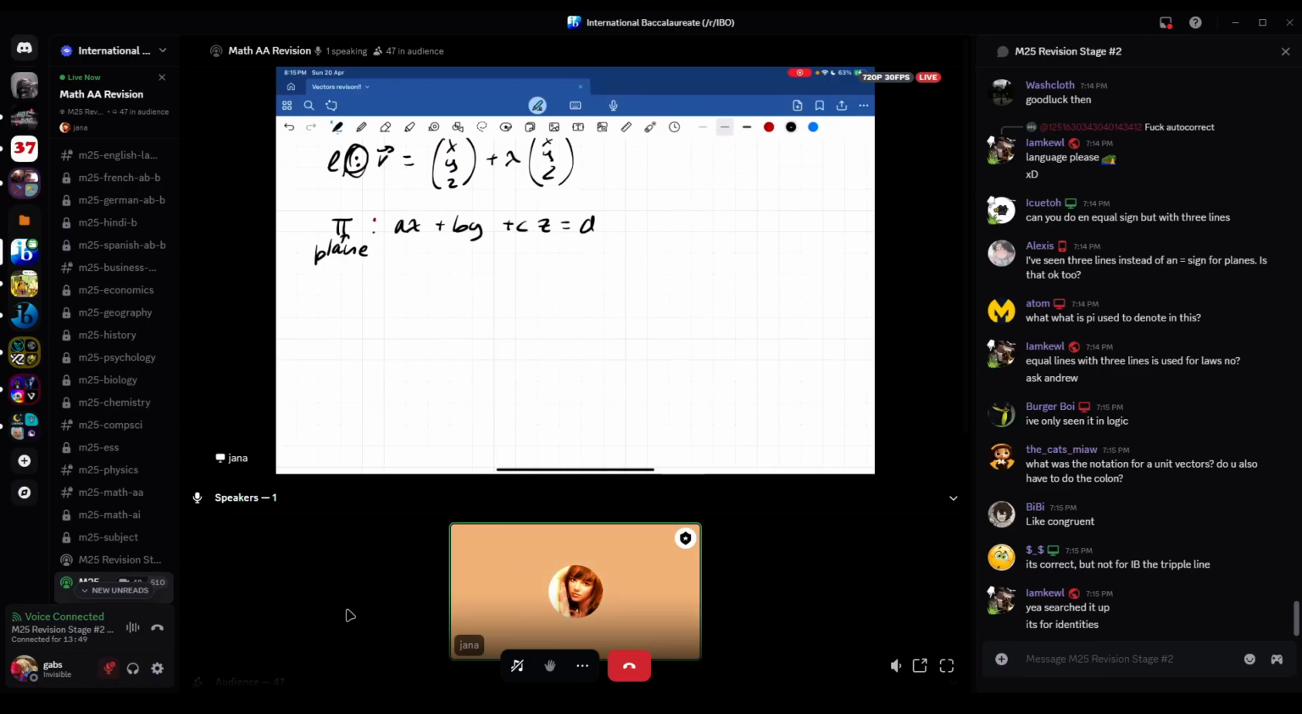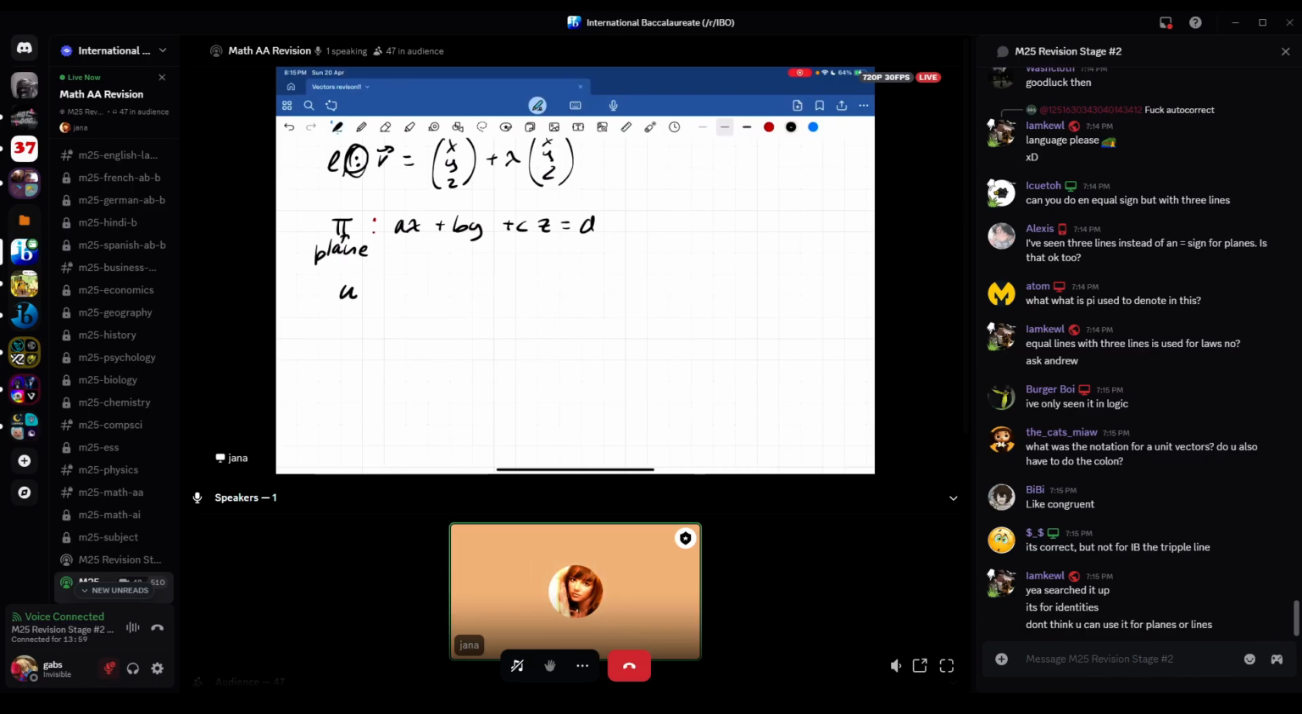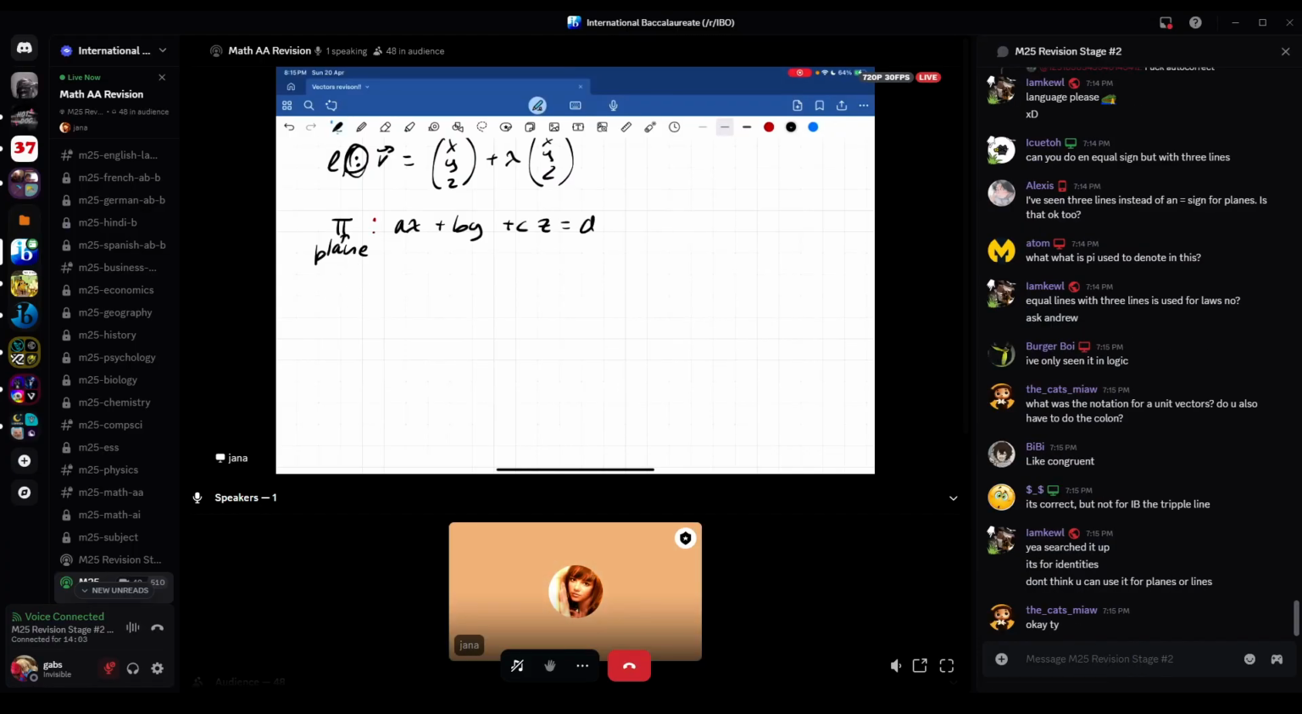Notation for unit vector: because it's a vector, you're just expressing the vector. There's no specific notation. Usually I just see it as u, and if it's in a textbook, then it's usually bolded. You can just put an arrow above it.